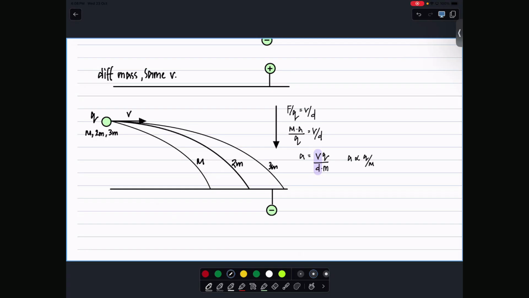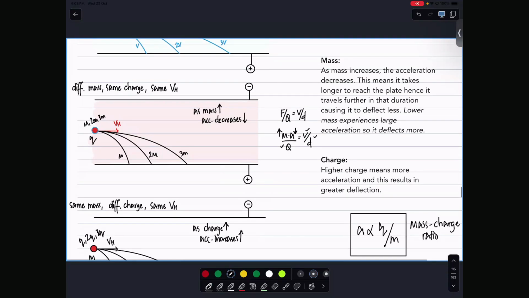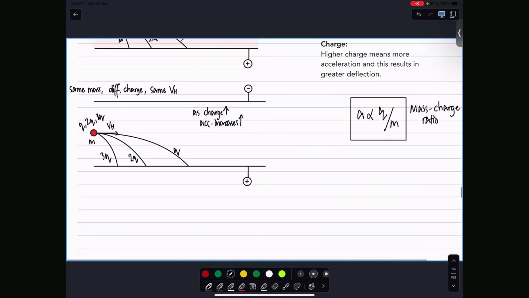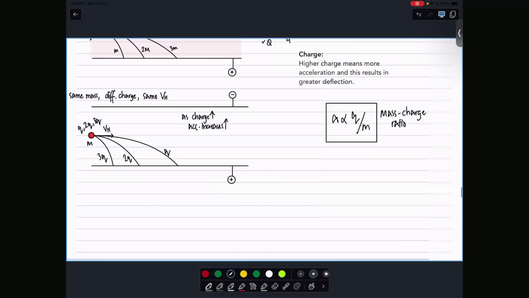Clear. Also, we found that there's another factor that plays a role. What is that? Charge. So how does charge impact your path? More charge means more force. More force means it'll bend easily. So the higher charge here will bend more rapidly. The less charge will bend less rapidly. Is it okay? Right.